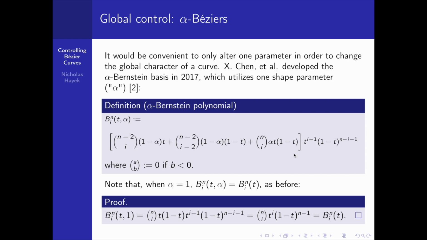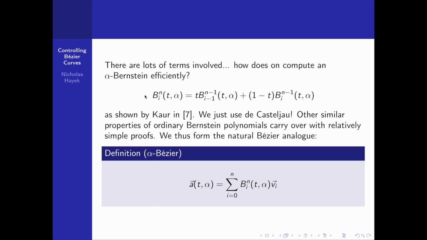And furthermore, if you set alpha equal to 1, we observe pretty quickly that this is just an ordinary Bernstein polynomial. So equipped with these, we can form a recurrence relation, which is shown here. And just like before, now that we have a recurrence relation between the Bernsteins, we can use a de Casteljau type algorithm to compute them.